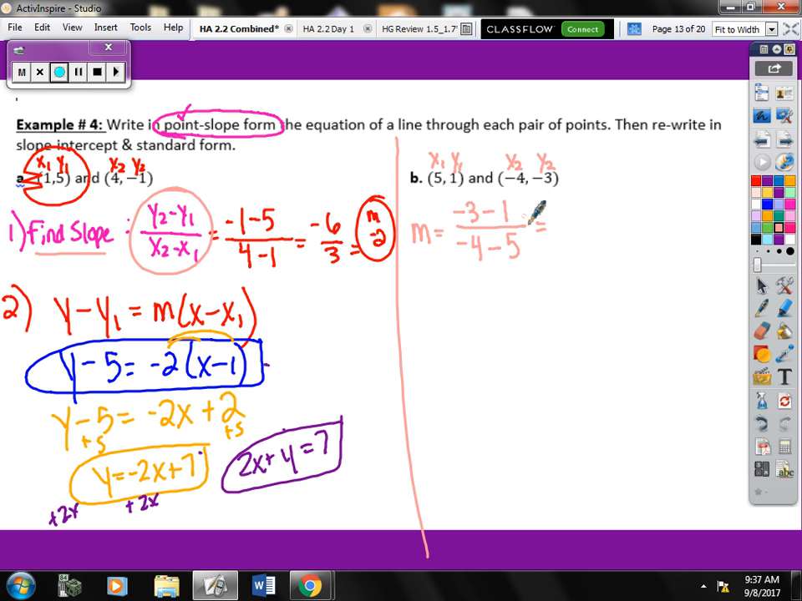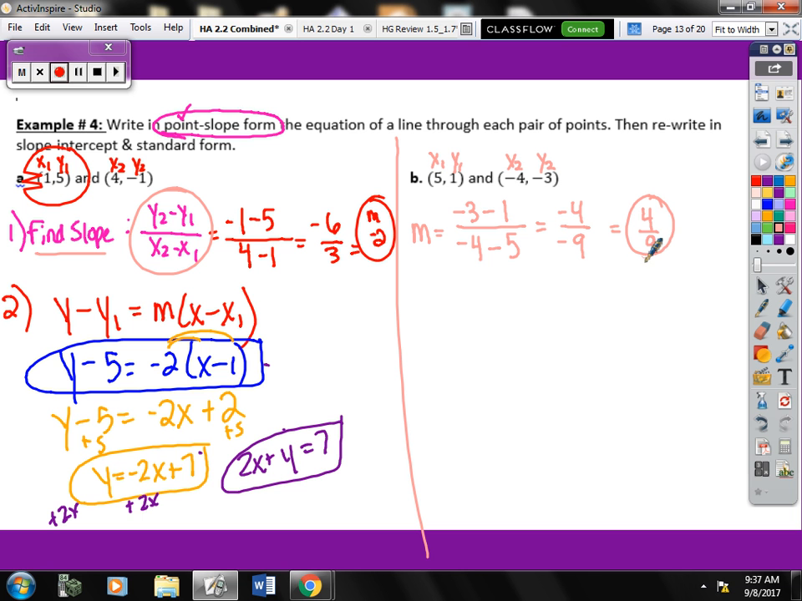So negative 3 minus 1 is negative 4, and negative 4 minus 5 is negative 9. Now notice we have a negative in the numerator and denominator. If we divide two negative numbers, they become a positive. So this would simplify down just to be 4/9. And I'll leave that as a fraction.